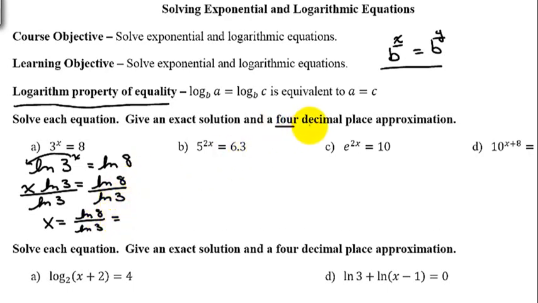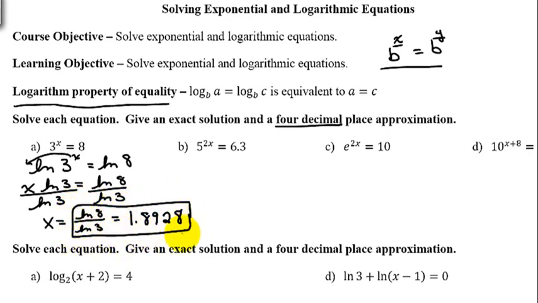Now we also want a 4 decimal place approximation, so we need to do this computation in your calculator. So the natural log of 8 divided by the natural log of 3. And you should get 1.892, and it was 7/8 in my calculator, so I'm going to round the 7 to an 8. And so you want both of those solutions.